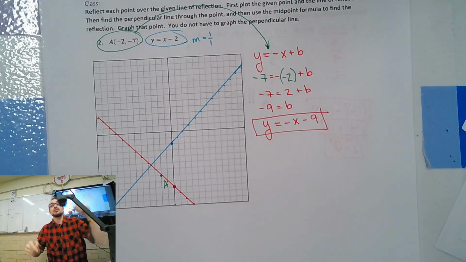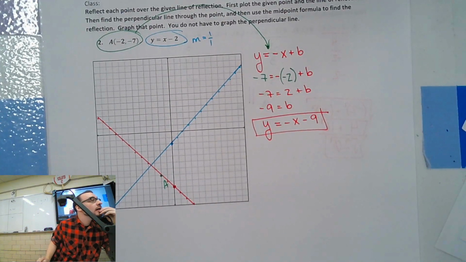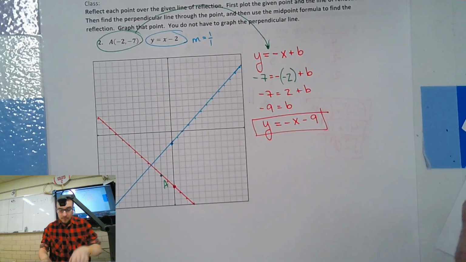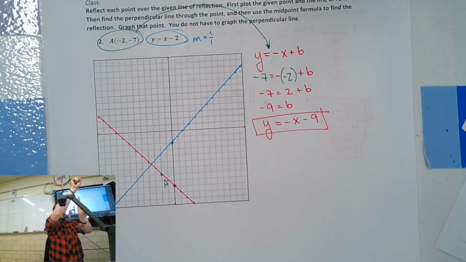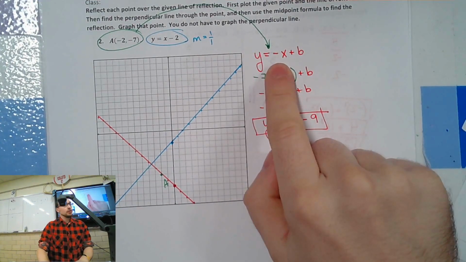Ah, that's right, because you learned it for real last time. Yes. Why is it down 1 over 1? Because the slope before was 1 over 1. Flip it, negate it. -1 over 1. Good question. All right.